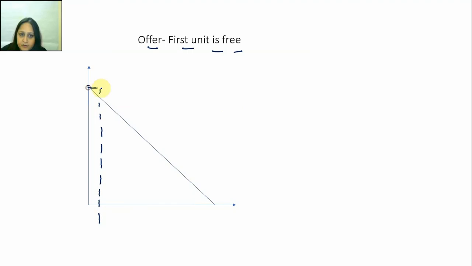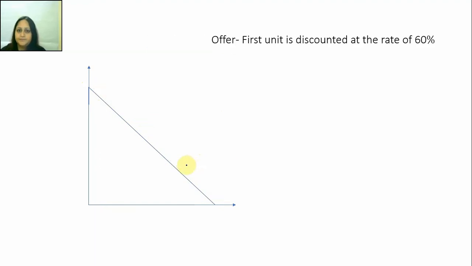तो इसमें सिर्फ हमारा first unit free है. तो first unit के लिए we have a horizontal line and then we have a parallel line. Why parallel? Because everywhere this gap is 1 unit.